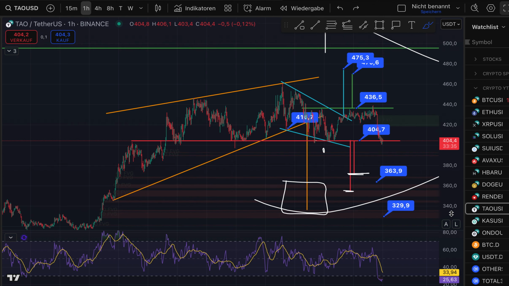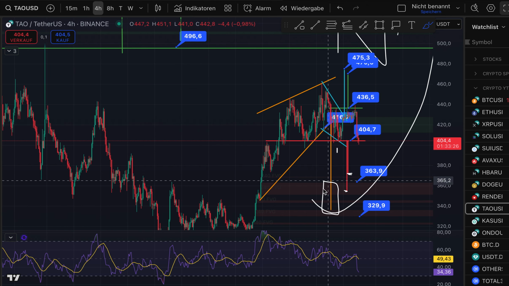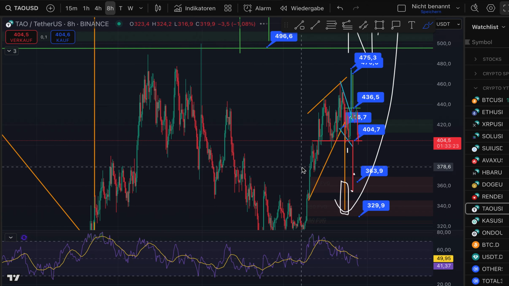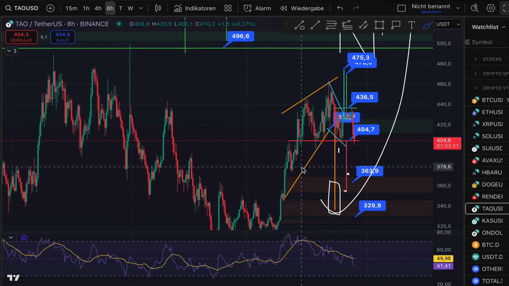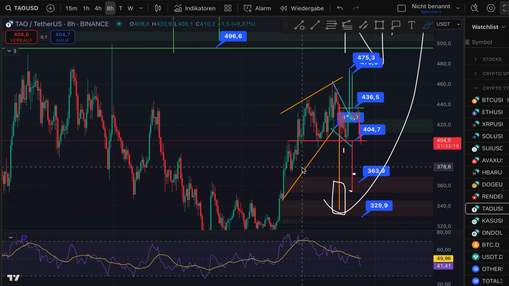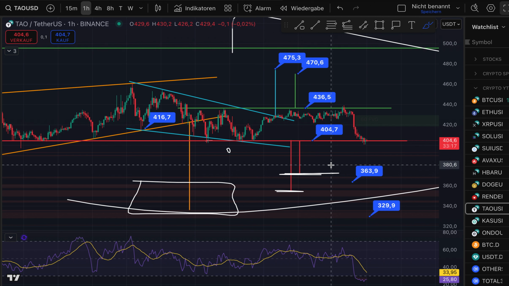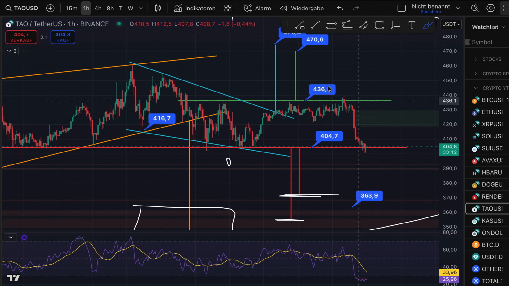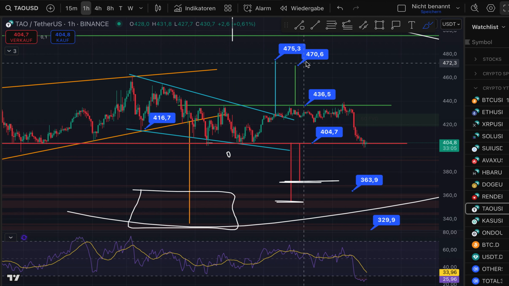And the price target is going to be the area between $303 and $364, where we have one huge fair value gap. In the 4-hour chart you can see it. In the 8-hour chart you can see two big fair value gaps. So basically we should go there once the $404.70 breaks to the downside. If for some reason we break the $436.50 to the upside, then we can expect prices getting up to $470 to $475.